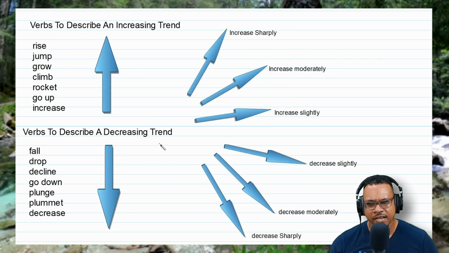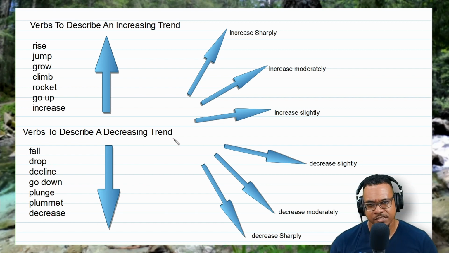Now, before we go, I'd just like to go through some vocabulary in terms of describing the increasing and decreasing trends. So verbs to describe an increasing trend, we can use the words rise, jump, grow, climb, rocket, go up, well, of course, increase. So that's for the increasing trend. Verbs to describe the decreasing trend, we can use fall, drop, decline, go down, plunge, plummet, decrease.